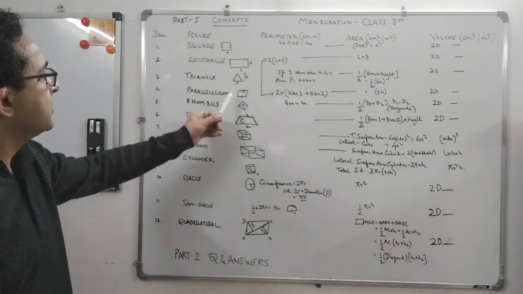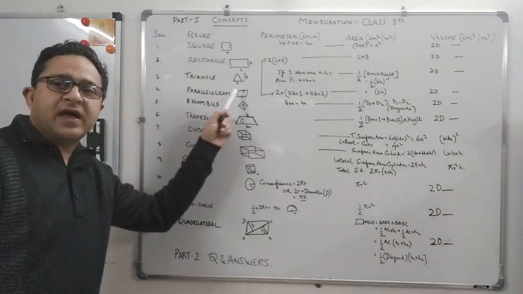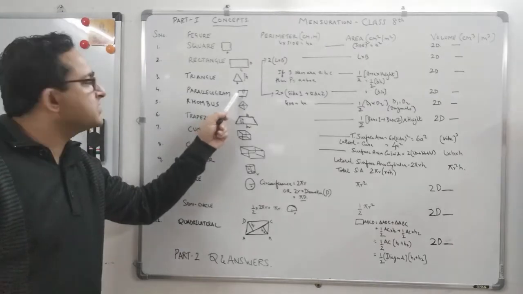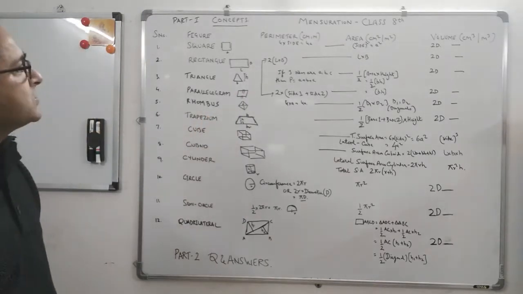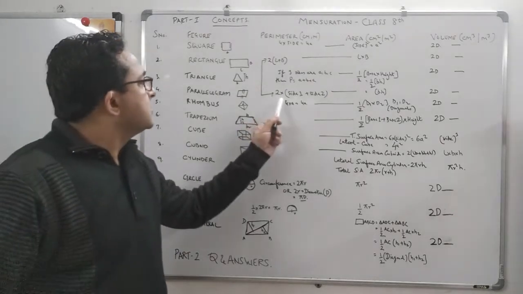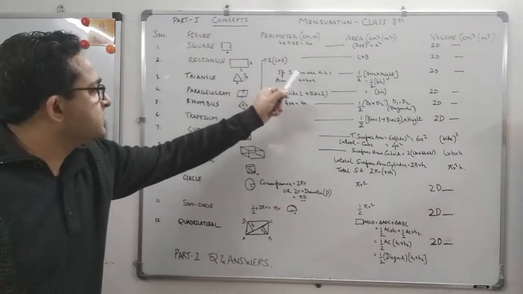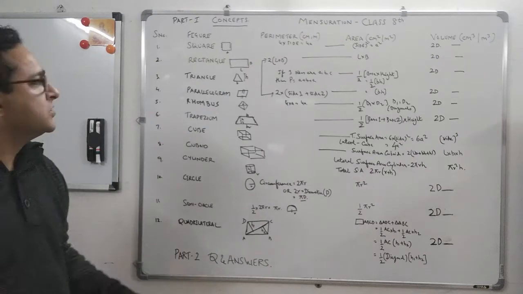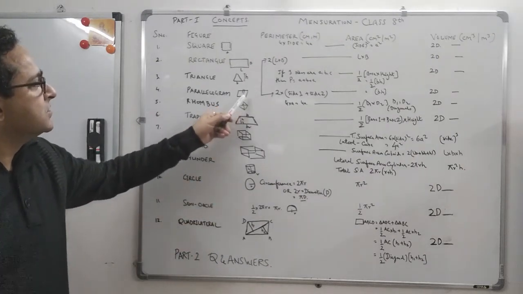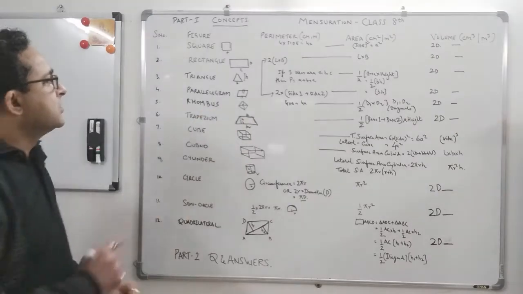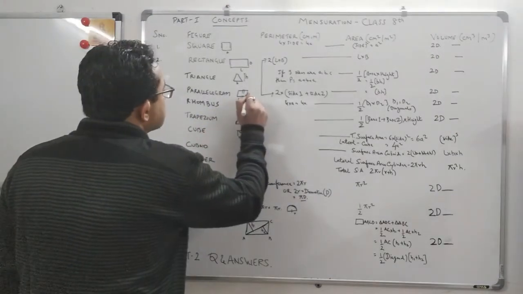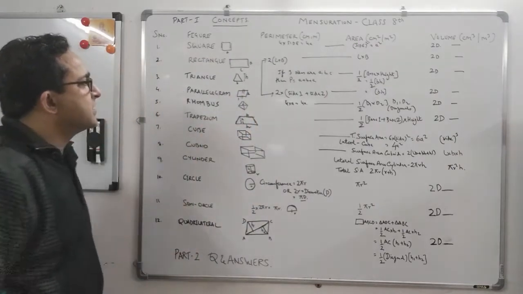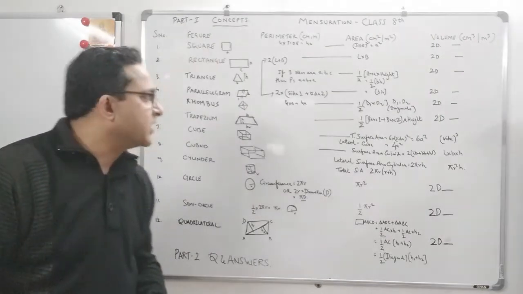Now let's take a parallelogram. In a parallelogram the opposite sides are parallel, right? So this may be 4 centimeters, this may be 4 centimeters, this may be 3 centimeters, but the sides are parallel. So for a parallelogram, what's the perimeter? For a rectangle the perimeter is twice length plus breadth. For this it is twice side 1 plus side 2. This is side 1 and this is side 2. There are 2 times one side and 2 times the second side, so the perimeter is 2 into side 1 plus side 2.